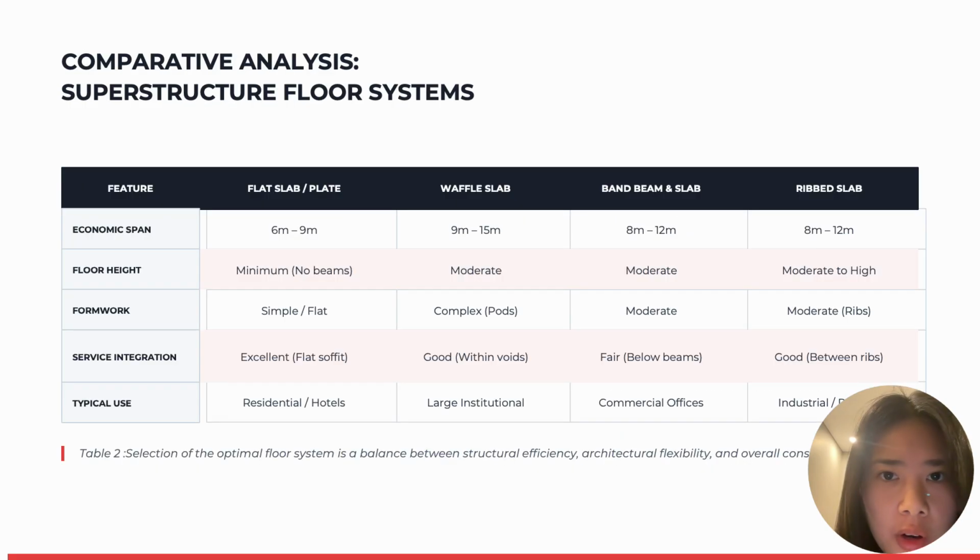This table compares all slab systems. The flat slab is best for simplicity and service integration. The waffle slab is best for long spans. The band beam provides a balance. The ribbed slab is efficient for one-way spanning, so therefore no system is universally best. It depends on project requirements.